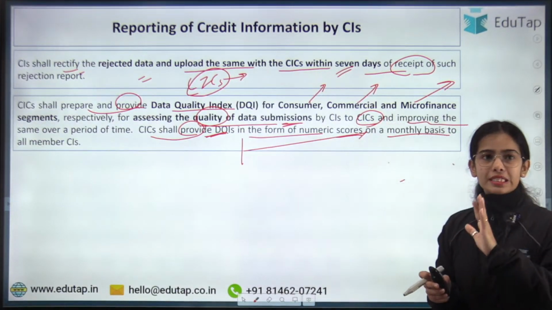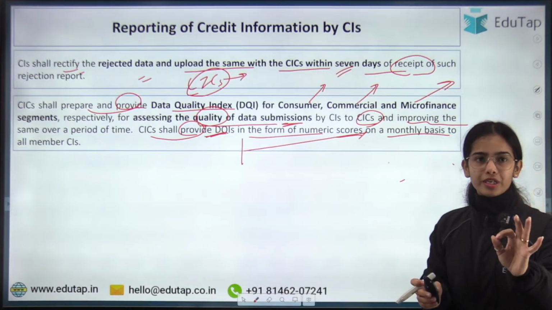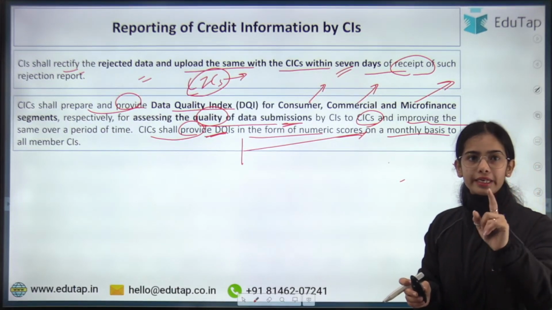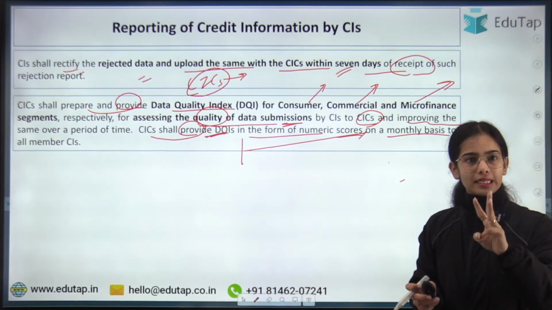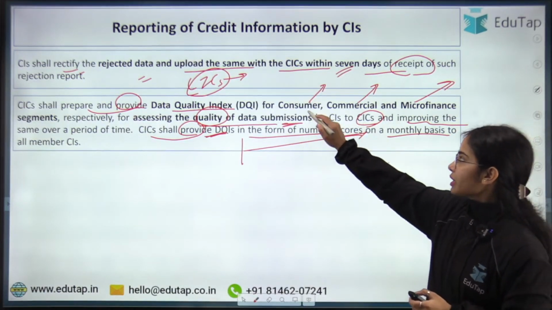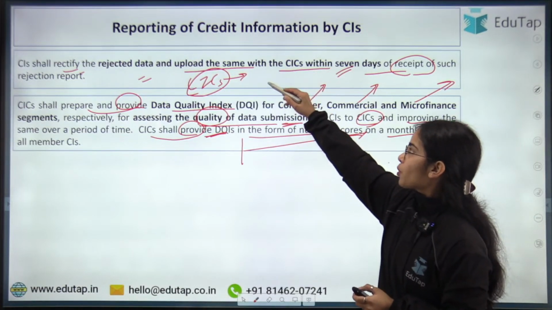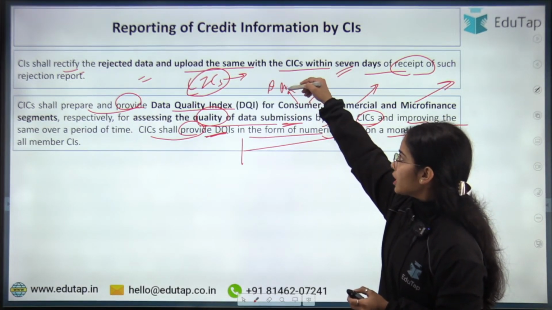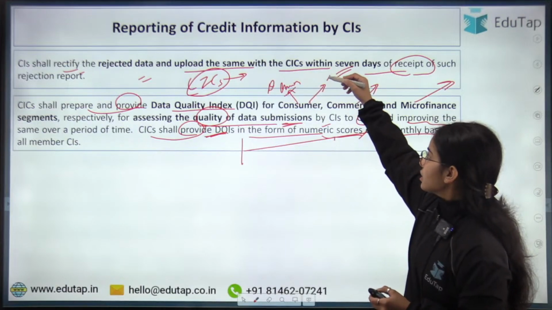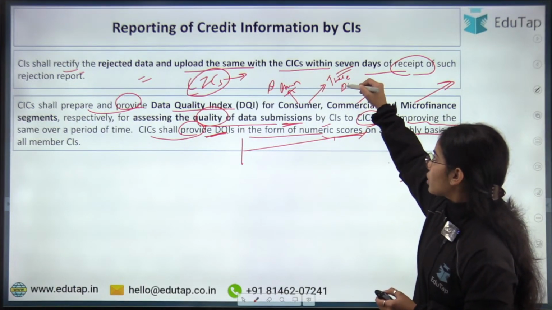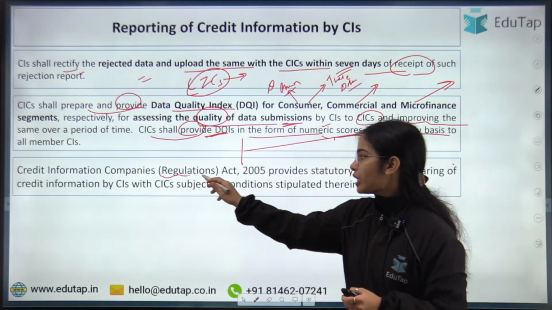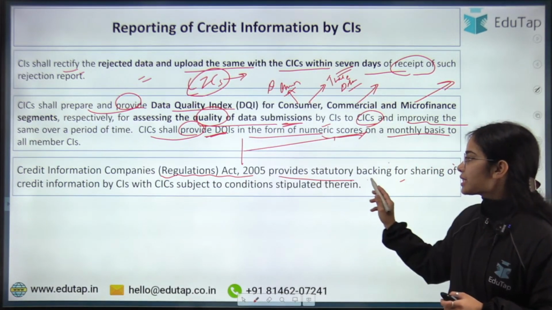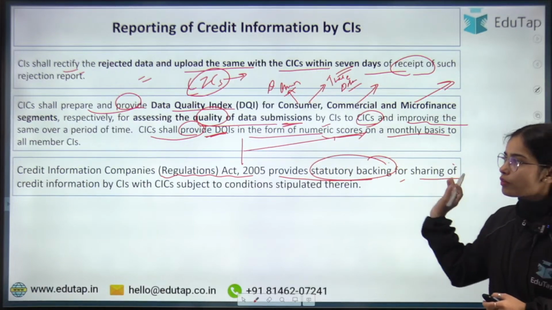Okay, so this is the basic idea that the CICs have to provide the data quality index for the consumer segment, for the commercial segment, and for the microfinance segment. For the consumer segment, the data quality index depends upon the demographic data as well as the trade data or the credit data.